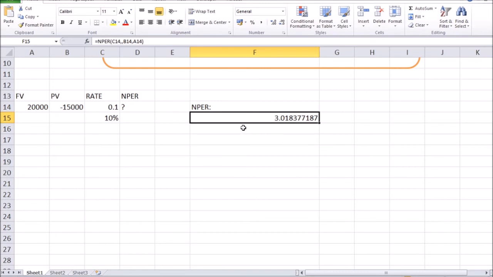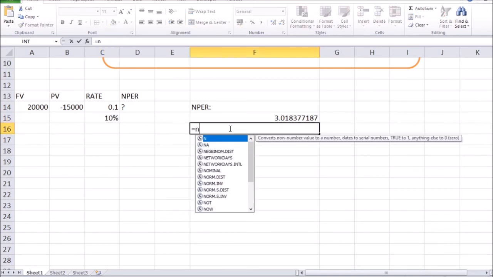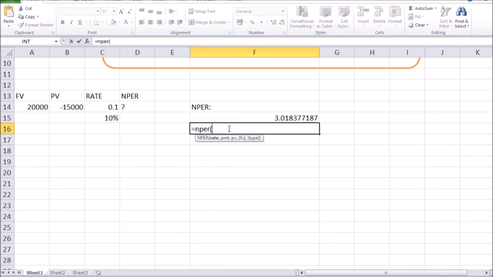3. That's 3 years and a little bit for you to wait for this investment to grow into 20,000. Let's try this formula again so that instead of 0.1, we show that we can also use 10% as an input into the formula as well. So equals NPER, open the brackets. For rate, let's now click on 10%, comma, comma, to skip the PMT. Next is PV, negative 15,000, another comma, 20,000, close the brackets, enter.